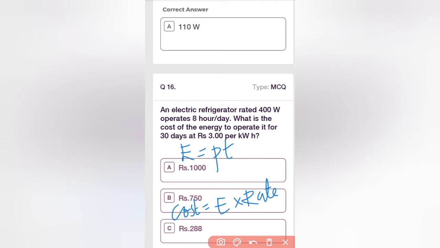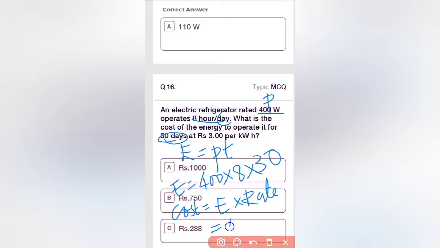So what is the power given? Power given is 400. So 400 into the time given here, which is 8 hours. It is for a day. It is per day. We need to calculate for 30 days. So energy per month should be multiplied by 30. So 8 into 4 into 3. You just multiply all these things, and that you need to multiply with 3.